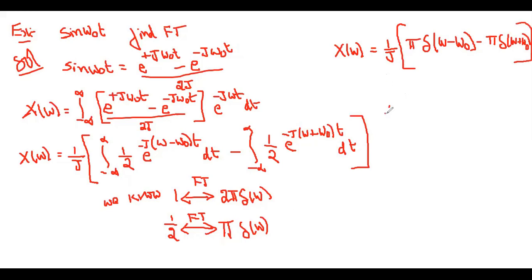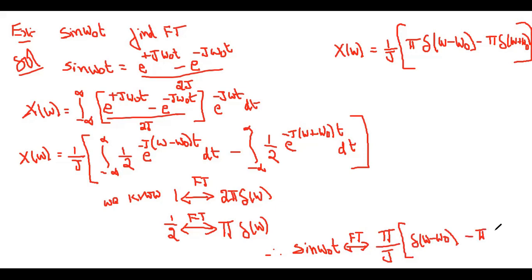Therefore, finally I'm writing here, sine omega naught t, its Fourier transformation is, taking pi as common, pi by j into delta of omega minus omega naught minus pi into delta of omega plus omega naught. This is the Fourier transformation of the sine function.